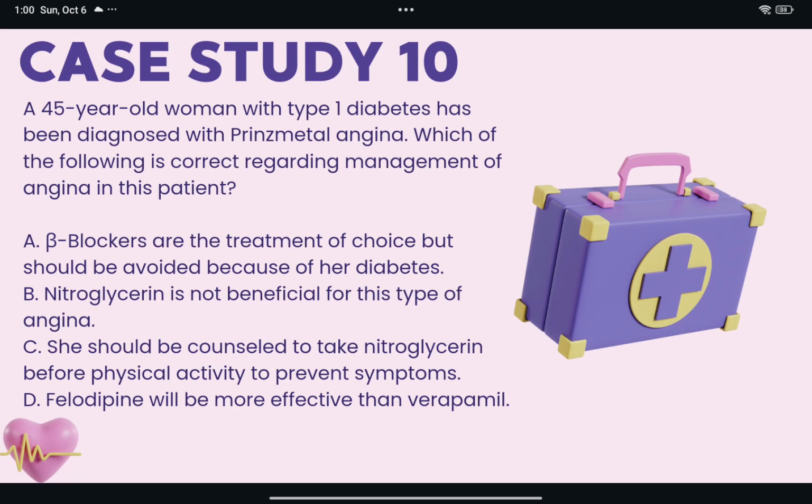A 45-year-old woman with type 1 diabetes has been diagnosed with Prinzmetal angina. Which of the following is correct regarding management of angina in this patient? Prinzmetal or vasospastic angina will respond well to vasodilators including dihydropyridine calcium channel blockers, that is felodipine. Verapamil is a weak vasodilator. Beta blockers may be used with caution in diabetic patients, but they are less effective for Prinzmetal. Nitrates are also effective, but Prinzmetal is provoked by coronary artery vasospasm rather than physical activities. So here option D is correct, that is felodipine.